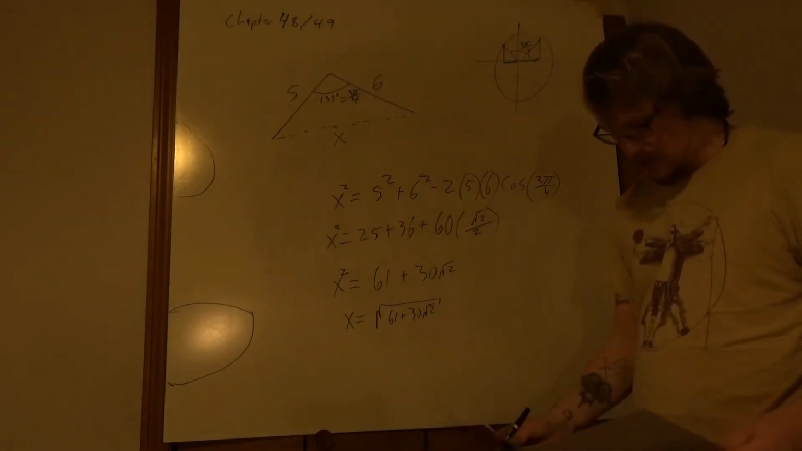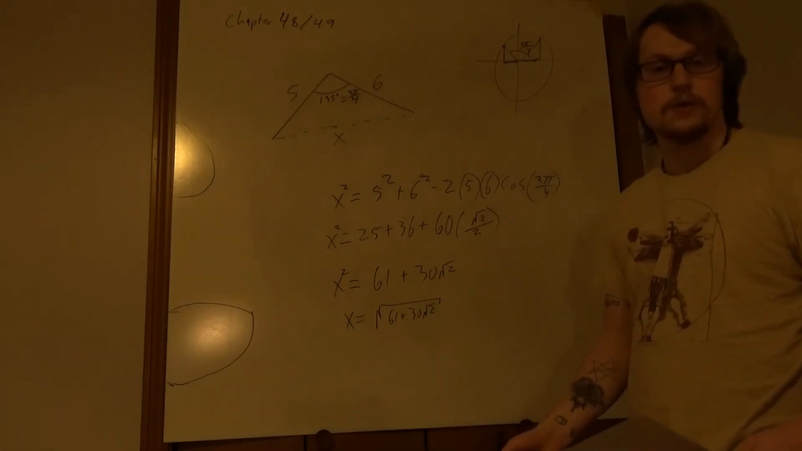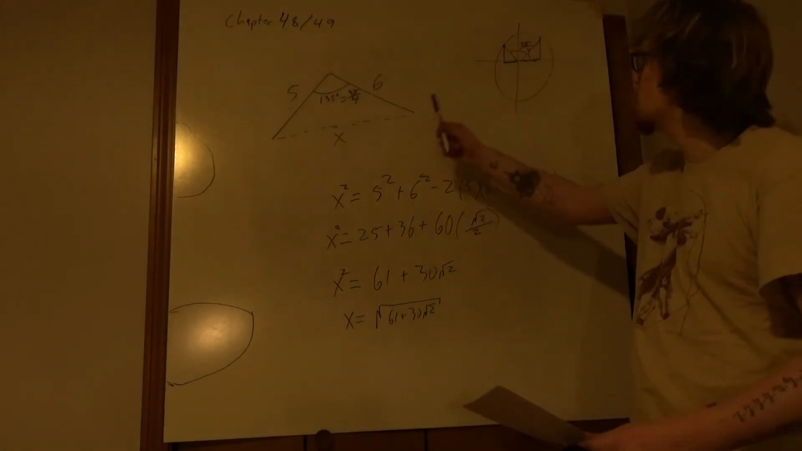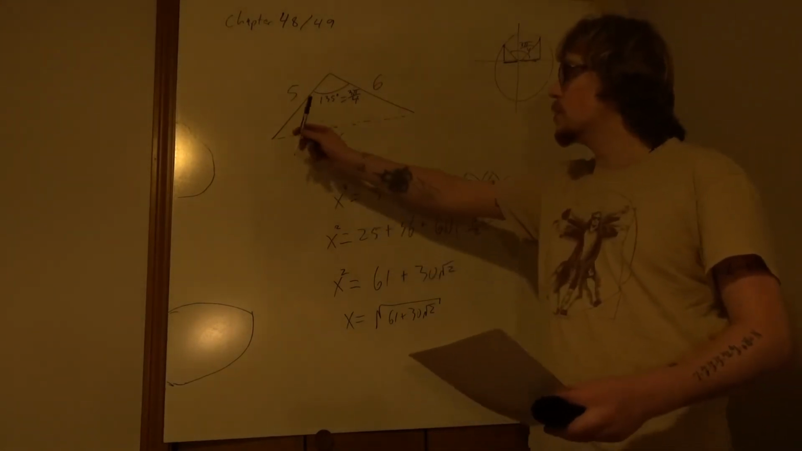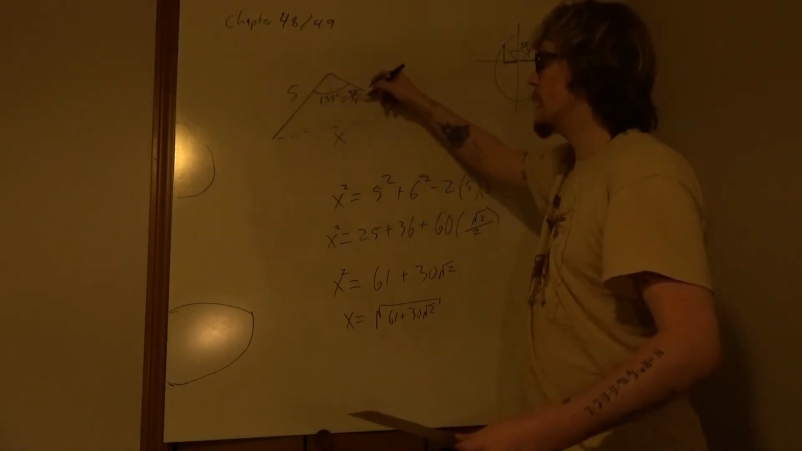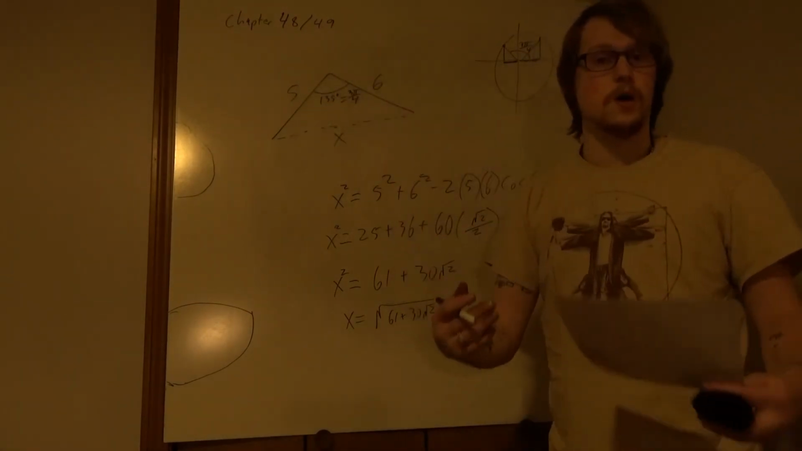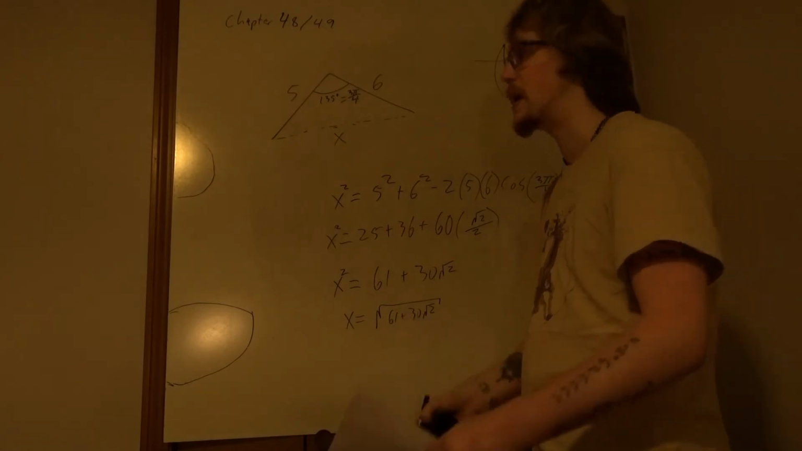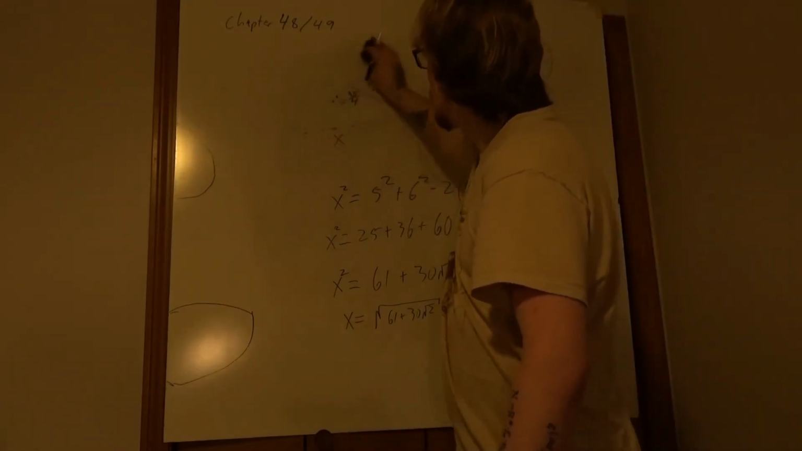But, yeah. So that's how you would use the law of cosine to solve a problem like this, where you're given 2 side lengths and an angle between them. And you can use the law of cosine to solve for the remaining side length pretty easily.